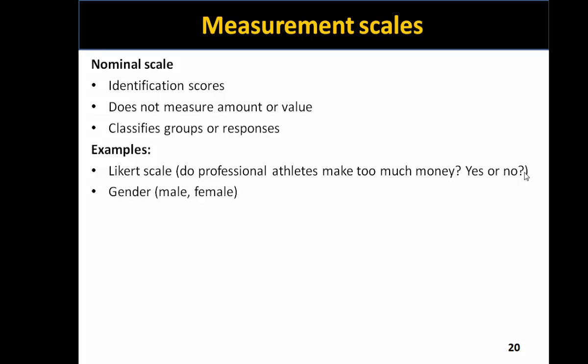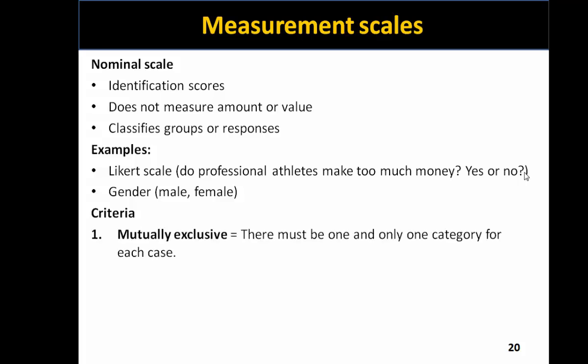Measuring gender, males and females. Again here, it just establishes different categories. And there are certain criteria for a variable to be considered on the nominal scale. The first criterion is that the categories must be mutually exclusive. So each case, each response, can only fit in one category. There's no overlap between categories.